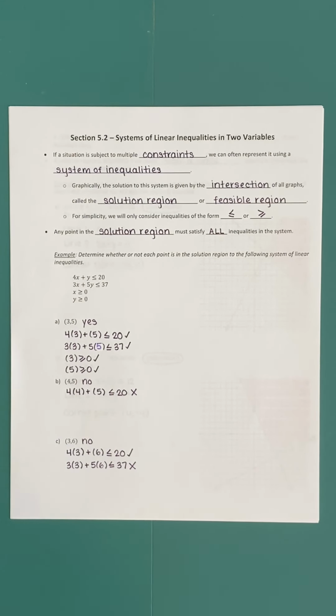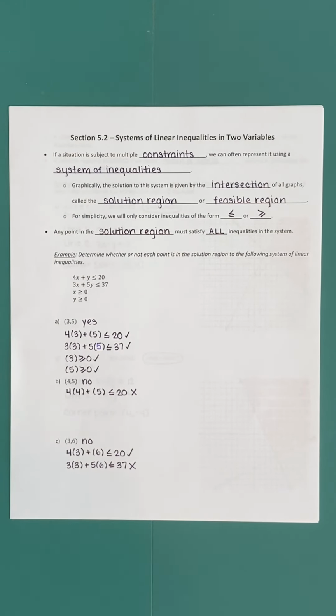So for any point in our solution region, if we want to go point by point, individual ordered pair by ordered pair, we have to make sure that that particular combination of values satisfies all the inequalities in our system. So if we can find an ordered pair that satisfies one inequality but doesn't satisfy another, then we know it's not an actual solution to our system. It has to satisfy every inequality in the system. So let's look at an example.